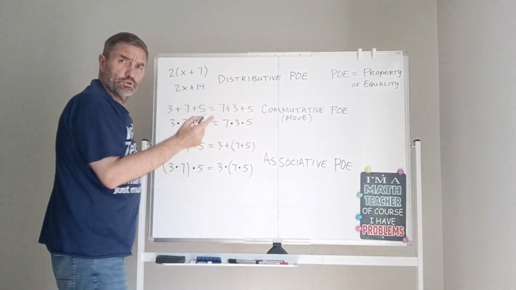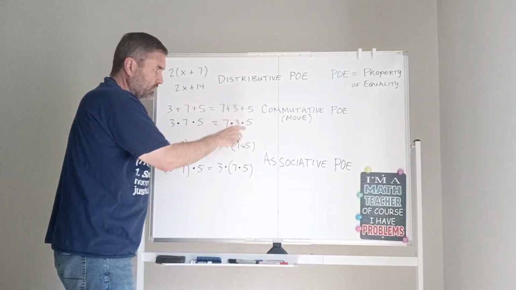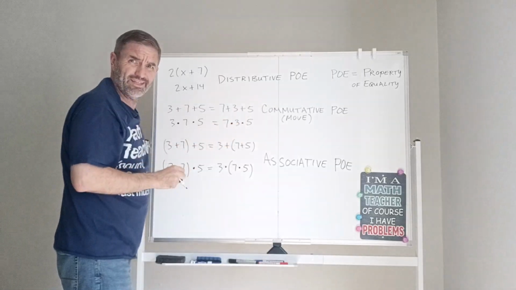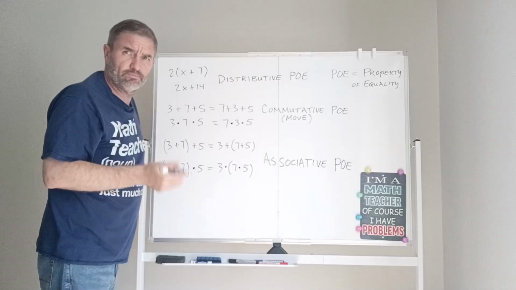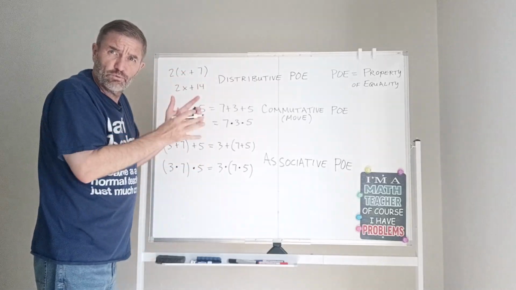Now, this works for 2 operations. There's the commutative property of addition, and there's the commutative property of multiplication. All right, with subtraction, you can't do commutative property unless the negative moves with the number.